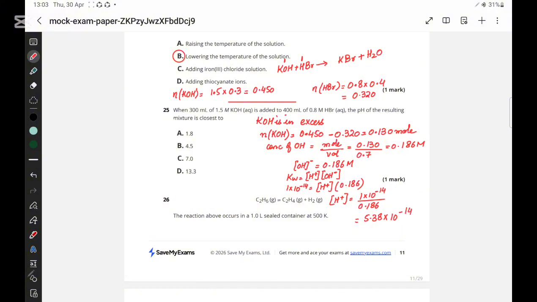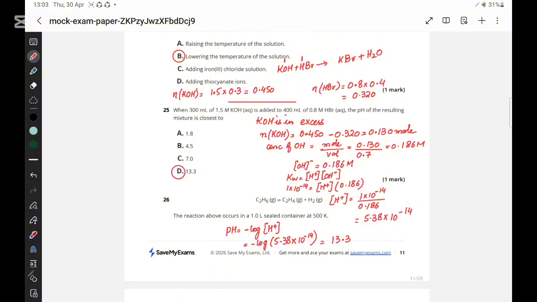So this is hydrogen ion concentration, and if we want to find its pH, which is equal to negative log of hydrogen ion concentration, and negative log of 5.38 times 10 to the power minus 14 comes out to be 13.3. So our answer is D.